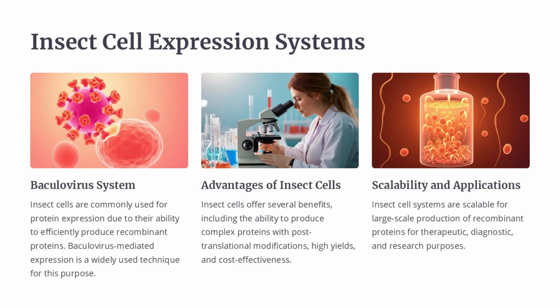Insect cells are a widely used system for producing recombinant proteins due to their ability to efficiently express complex proteins with proper post-translational modifications. The baculovirus expression system is a common technique used to leverage the capabilities of insect cells for protein production. Insect cell expression offers several key advantages, including high yields, cost-effectiveness, and the ability to produce proteins with the necessary modifications for their intended applications.